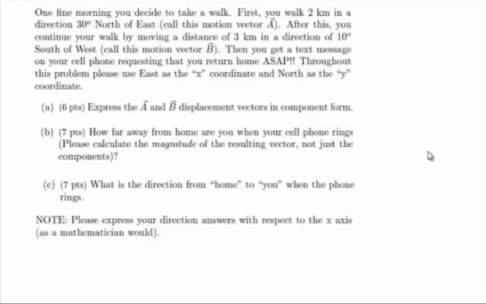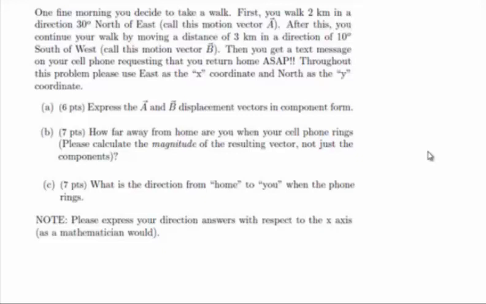One fine morning, you decide to take a walk. First, you walk 2 kilometers in a direction 30 degrees north of east. Call this motion vector A. After this, you continue your walk by moving a distance of 3 kilometers in a direction 10 degrees south of west. Call this motion vector B. Then you get a text message on your phone requesting that you return home ASAP. Throughout this problem, please use east as the x-coordinate and north as the y-coordinate.